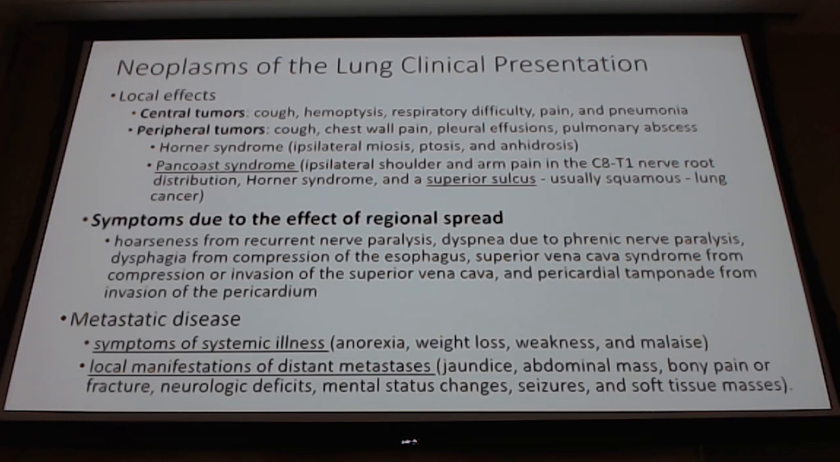Metastasis is a big one, okay? Anorexia, weight loss, weakness, malaise. In terms of distant metastasis, it loves to go to bone, loves to go to liver, okay? Also loves to go to the brain. So we look for jaundice, we look for bone pain, we look for tremors, seizures, new altered mental status, okay? Neurological deficits.